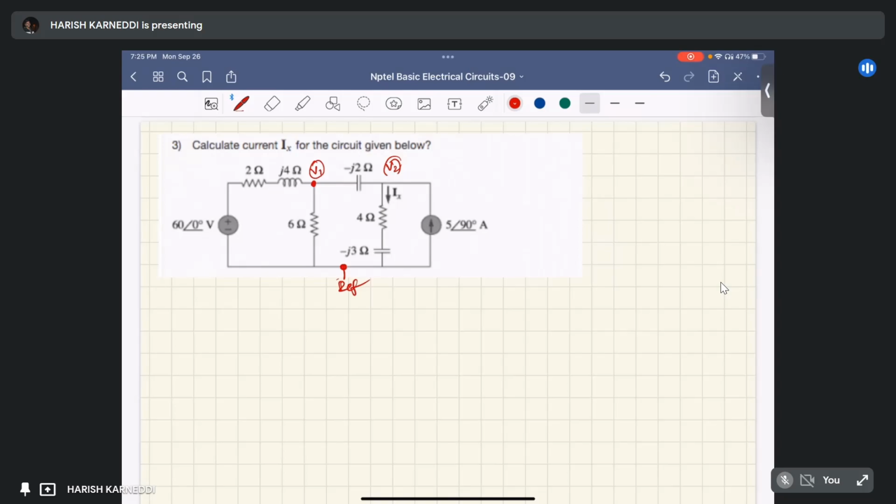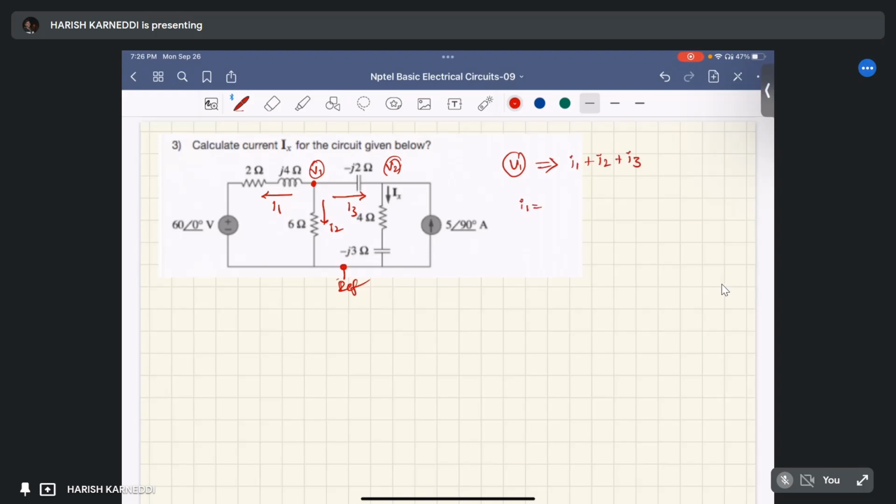Same as previous nodal analysis, we have to apply the KCL equation at that particular node. Let us consider this direction of current I1, this is I2, this is I3. How can we write this KCL equation at this particular node V1? It is simply, all current directions we consider as leaving direction. So it is the sum of these currents: I1 plus I2 plus I3.